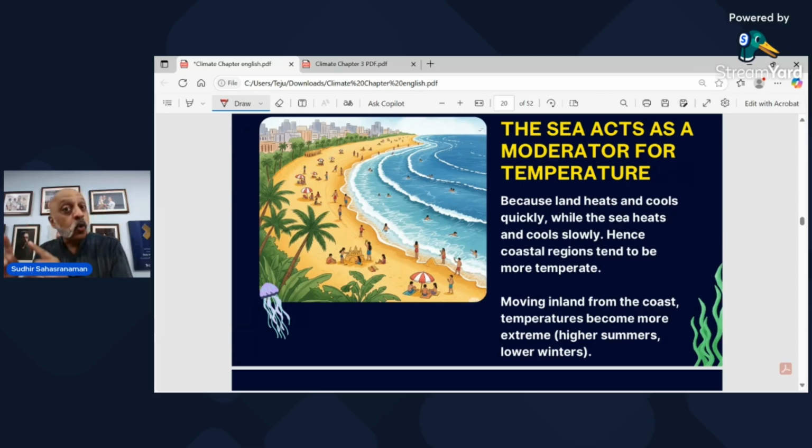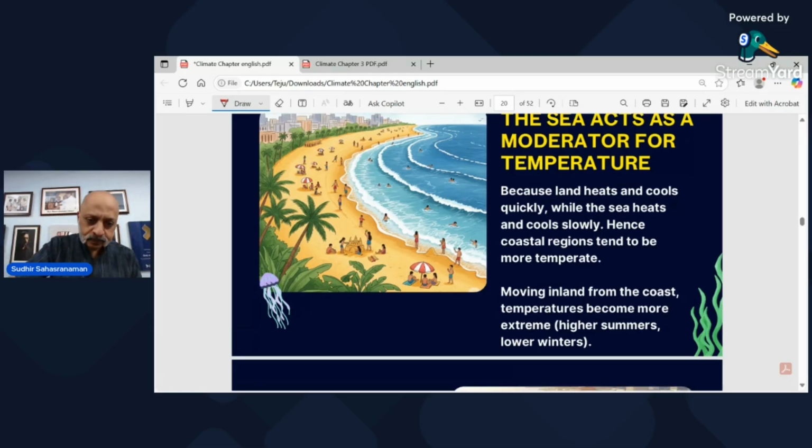The land heats and cools quickly. The sea gets heated and cools down slowly. So this is the smarter guy, this is the rabbit, this is the tortoise. The sea is the tortoise, the land is the rabbit. Now you understand. Therefore the coastal regions tend to be more temperate. Moving inland, the temperatures become more extreme. For example, if you're traveling from Vishakhapatnam towards Hyderabad, Vishakhapatnam will have a temperate climate, but as you move inside, towards places like Hyderabad, it will get more extreme, with high temperature summers and cold winters.